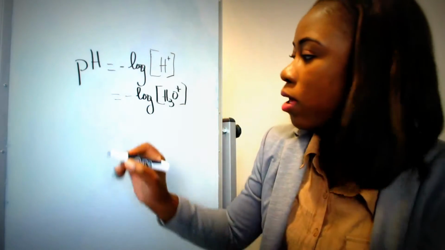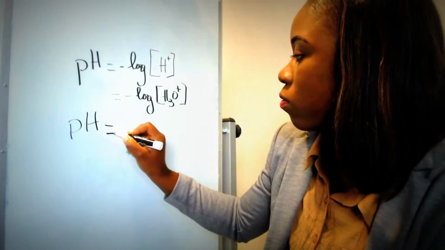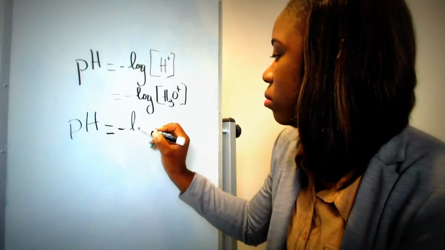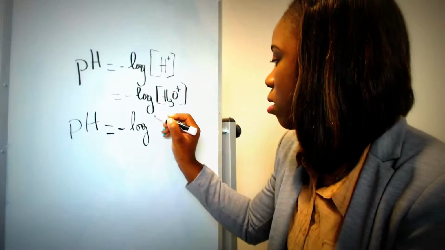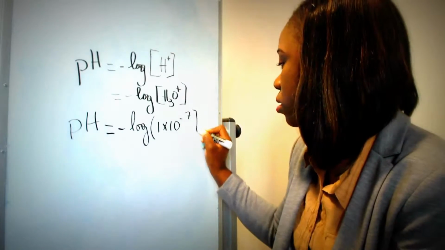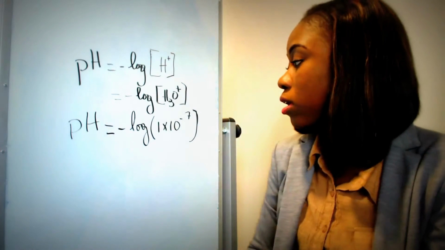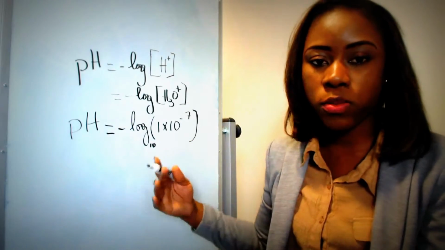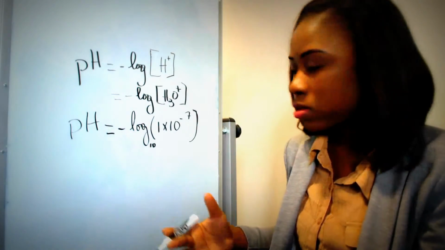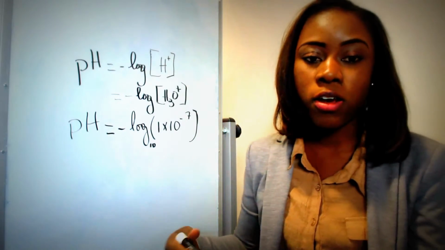So if we say pH of water, it's actually negative log of 1 times 10 to negative 7. How do you solve this? This is actually basic algebra we're going to be using. And remember, there is a base 10 here. I just don't put it. You don't have to put it because it's the same base, therefore there's no use of it. But anyway, I just put it for the explanation of this video.